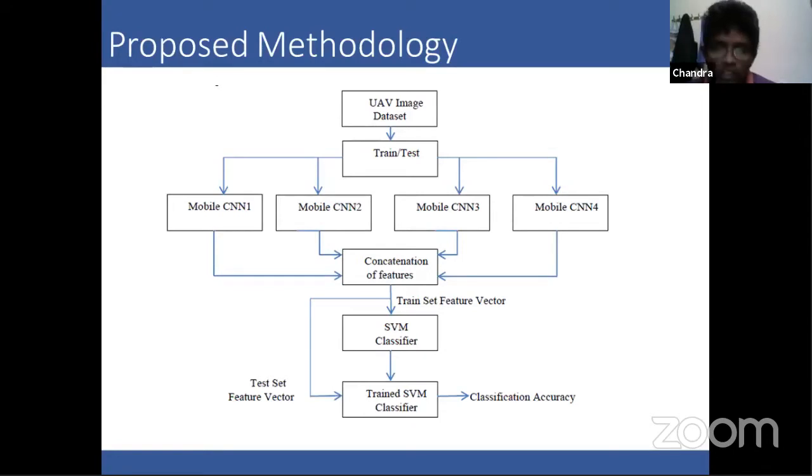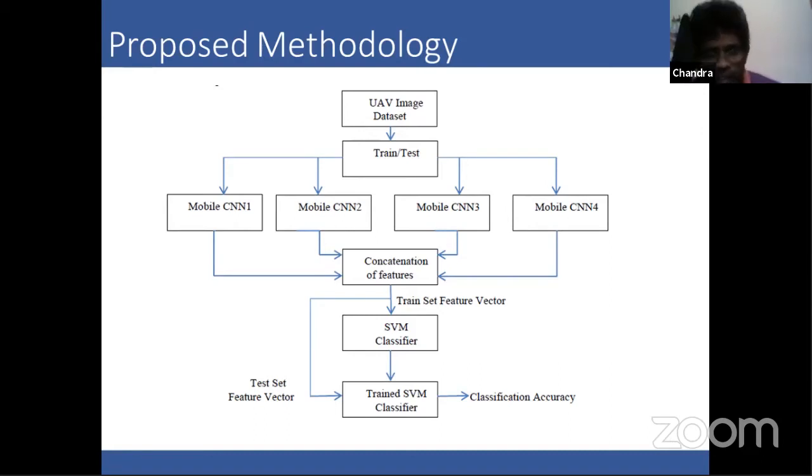This is the proposed methodology that I've used. The data set is split into train and test. Then I've chosen four mobile CNN architectures. All four are already trained on the ImageNet data set, meaning they are pre-trained CNN architectures. The features are extracted from the last pooling layer of these four CNN architectures, and then all the features are concatenated and given to an SVM classifier. This is a binary support vector machine classifier, because the problem is to classify the image having fire and the image having no fire. That's the only thing, so the problem is a binary problem, and that's why I've applied a binary SVM classifier.